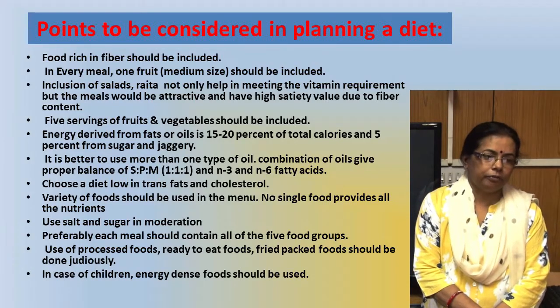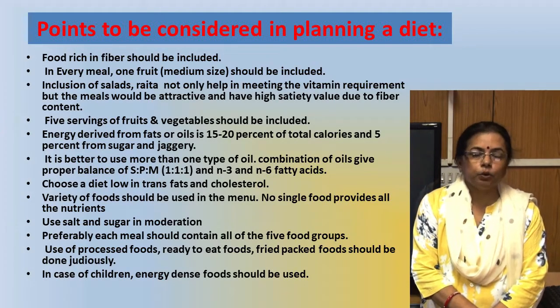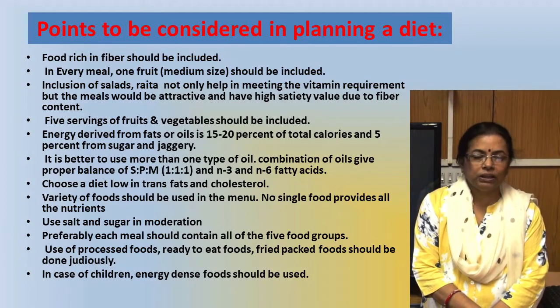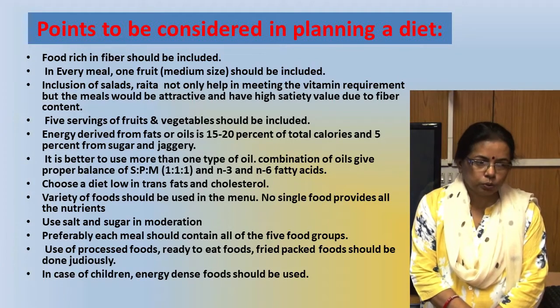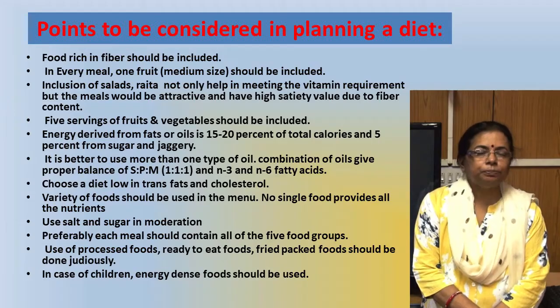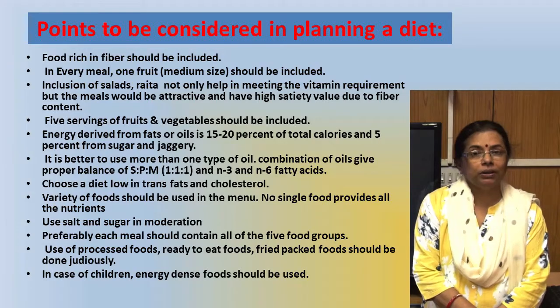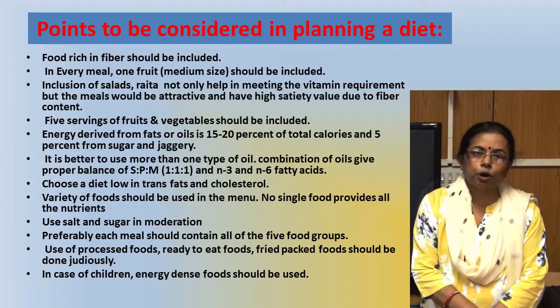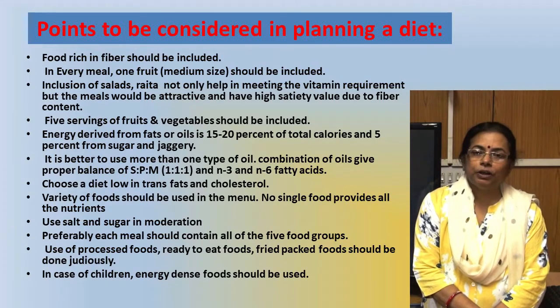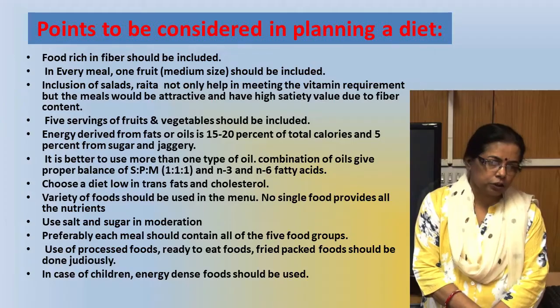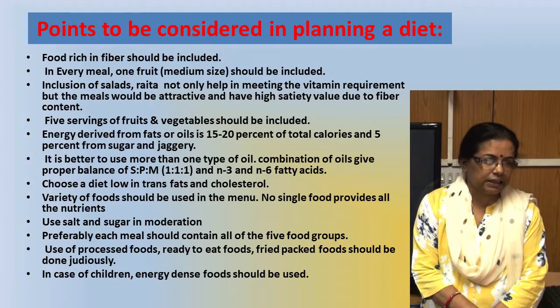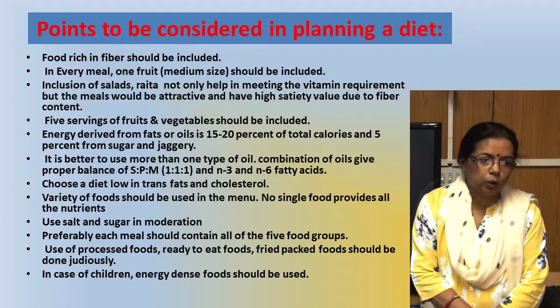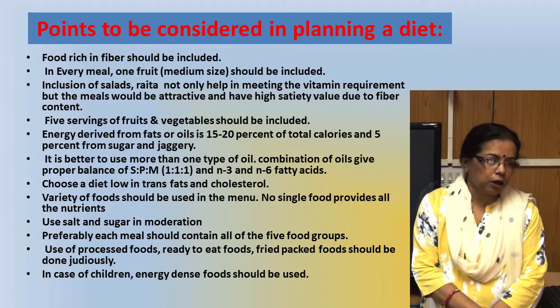Energy derived from fats or oil is 15 to 20% of total calories, and 5% from sugar and jaggery. It is better to use more than one type of oil because a combination of oils gives a proper balance of saturated, polyunsaturated and unsaturated fatty acids, and omega-3 and omega-6 fatty acids. Choose a diet low in trans fat and cholesterol.